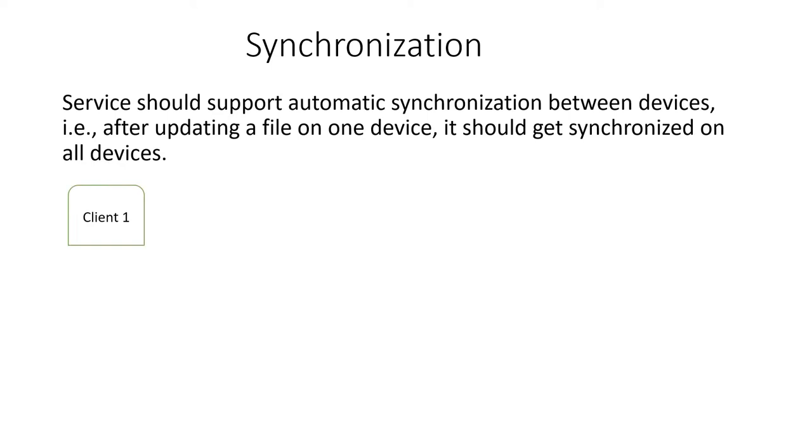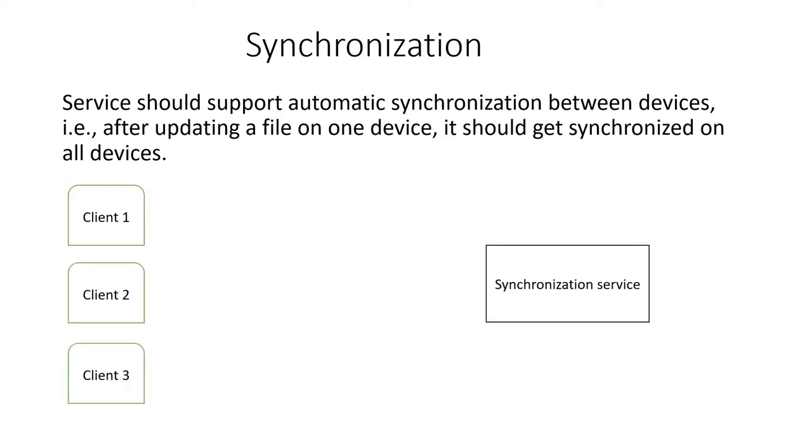So, to understand this better, let's assume you have multiple clients, client 1, client 2, and client 3. So, you have a synchronization service. Now, if client 1 updates something in the synchronization service, then the synchronization service should also update that information in client 2 and client 3. So, that is also our basic requirement.